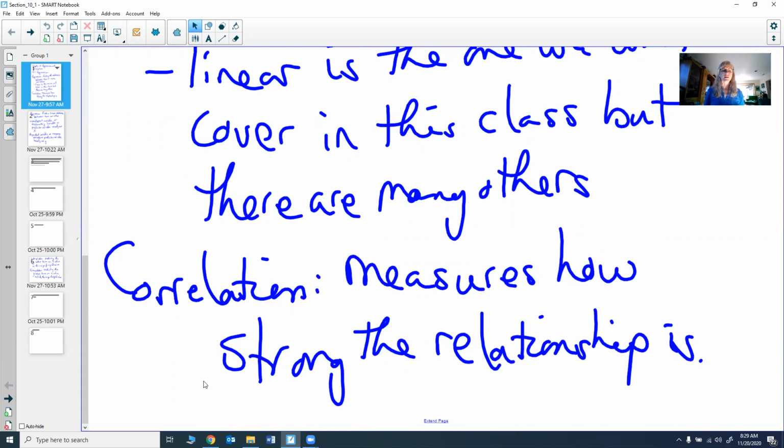Also, correlation does not necessarily mean that there's a causation relationship. One thing may not cause the other. Sometimes it does, but sometimes it doesn't. We're going to be looking at both of these in this class, but correlation also has a problem because correlation does not work very well if you have more than two explanatory variables. So correlation only works if you have one explanatory variable and one response variable.